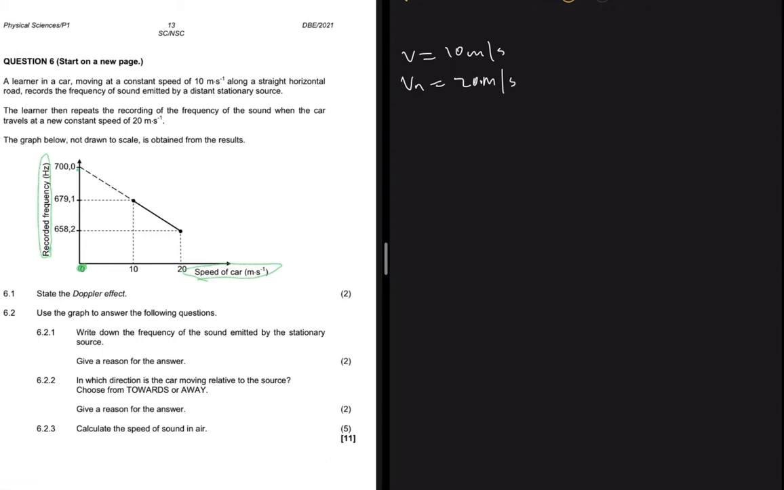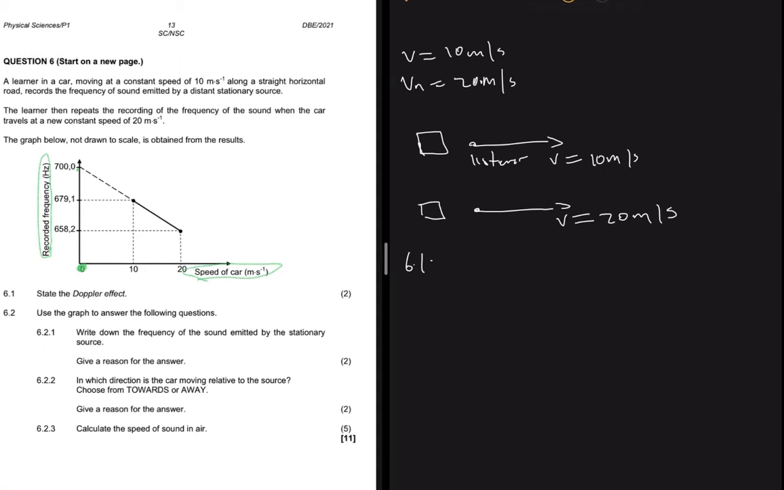So to say, the graph below, not drawn to scale, is obtained from the results. On the y-axis, you can see we have the recorded frequency, and on the x-axis, we have the speed of the car. So let me sketch what is going on. This question is saying that this sound source is stationary. What is moving away is the listener, right? In the first scenario, the listener is moving away at a velocity of 10 meters per second. And then in the second scenario, the sound source is still stationary, but the listener is now moving away at a speed of 20 meters per second.